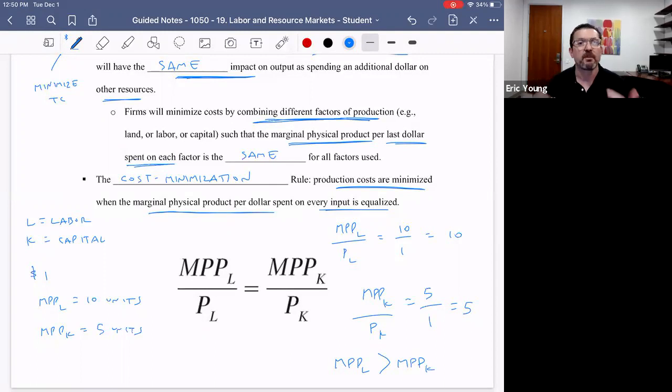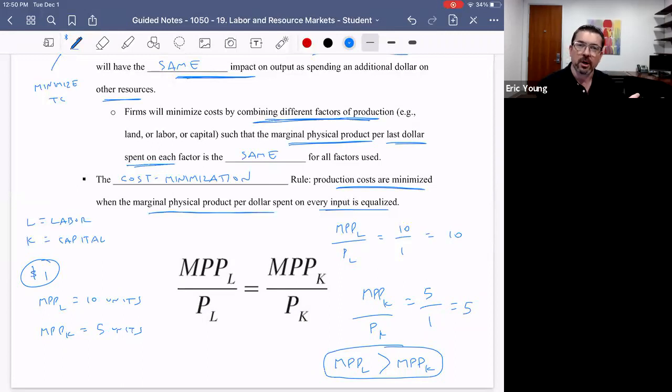In other words, as a business owner, you're going to say, I'm hiring a worker and screw the machine, at least for now, because you're going to get more bang for the buck, right? More output for the dollar spent, more bang for the buck on the worker. In this case, where the marginal physical product of the labor exceeds that of capital, you're going to deploy your $1 on a worker.